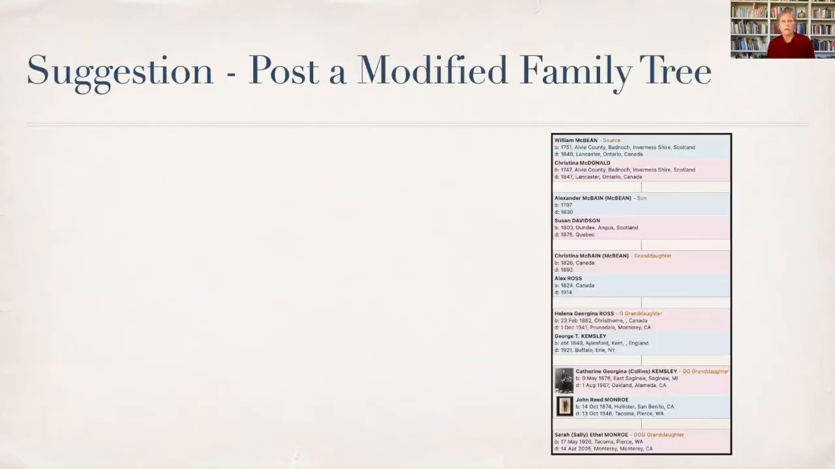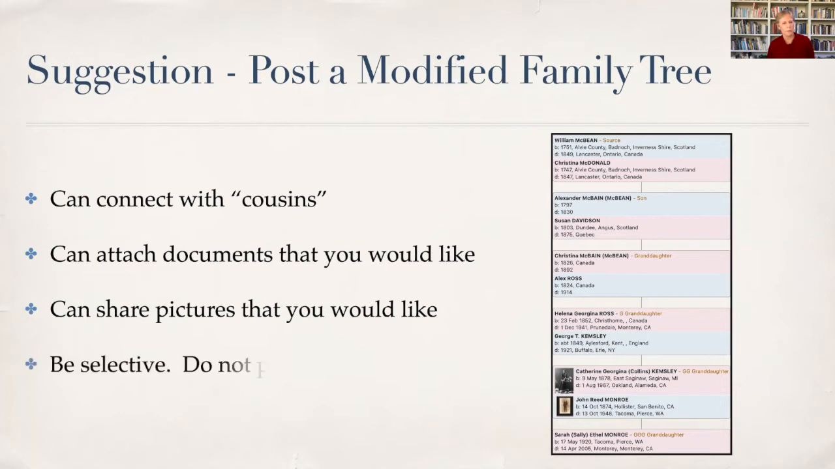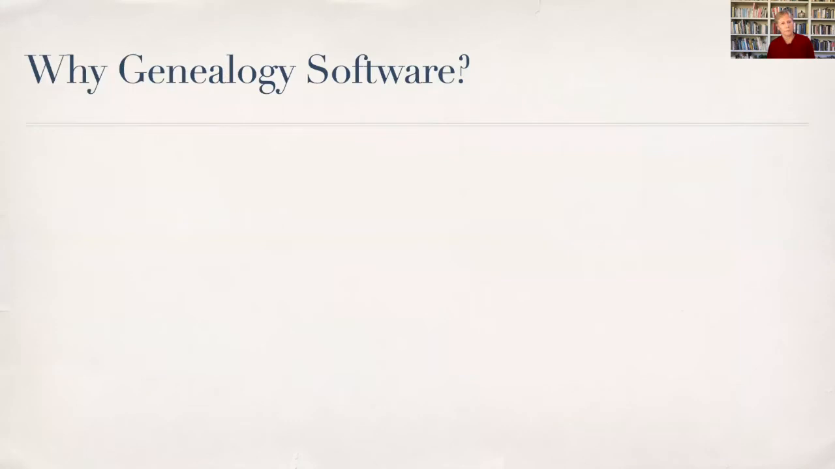Okay, so what I suggest as far as trees is that you post a modified tree, and this is just my direct lineage, my mom, my grandmother, my great-grandmother, and so forth. Just put your direct lines on. You don't have to put everybody else on because that's enough to bring in cousin material. Attach the documents that you would like, and that there are many. Share the pictures that you would like and feel comfortable sharing because they're out there and other cousins will be benefiting from the pictures you put up. But be selective. Just don't put everything out there.